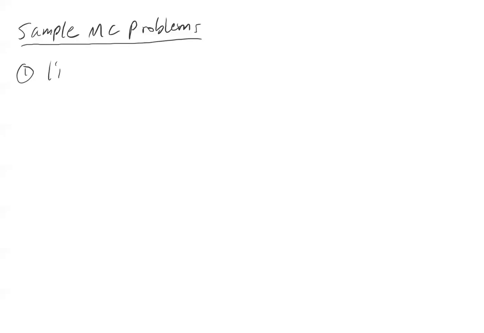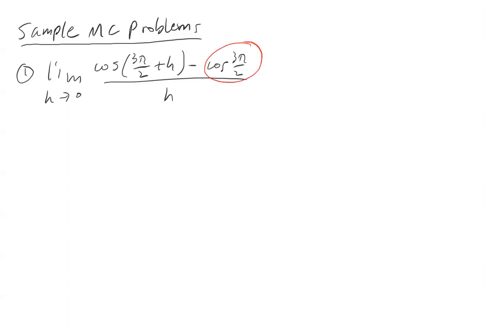Number 1, what is the limit as h approaches 0? Now, once you see that already, you know this is the definition of the derivative. Okay, here's the problem. This is the definition of the derivative. Your eyes should go right there. That is telling you that the function is cosine x, not cosine 3 pi over 2, cosine x. Because remember there's 3 definitions of the derivative. This one is f prime of 3 pi over 2.